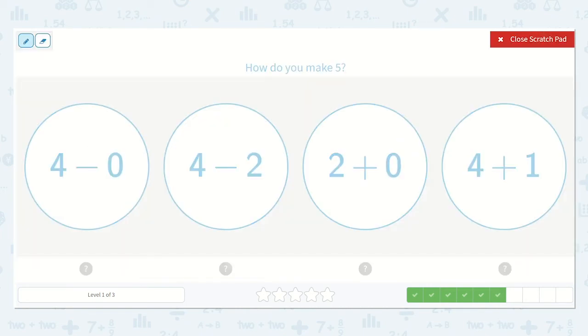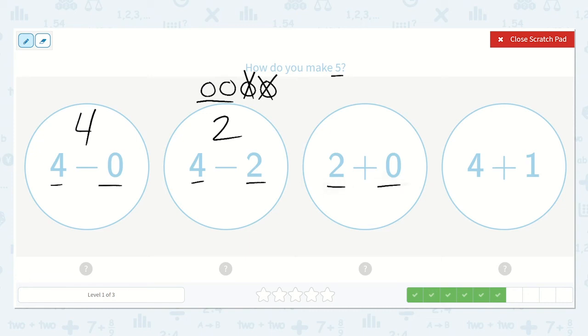Now they want to know how to make 5. If we have 4 and we take nothing away from it, we will still have 4. If we have 4 and we take 2 away, let's see what that will be. 1, 2, 3, 4, and now we're going to take 2 away. 1, 2. I have 1, 2 left. Nope, too small. We're looking for 5.